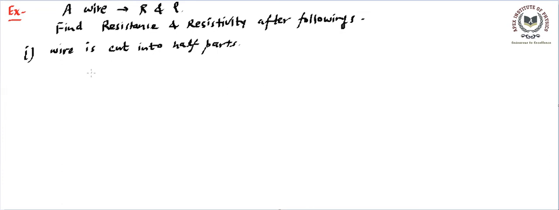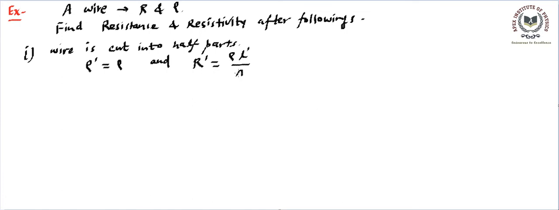So what this rho dash is going to be, we will say new resistivity is going to be same because the material remains same, it does not depend on the dimensions. And what about new resistance? New resistance is going to be dependent on the length, and we have made a cut into half parts. That means now the length is half. So if you are finding the resistance of the one half part, then the length will be half. So we are writing resistivity times new length divided by new area.